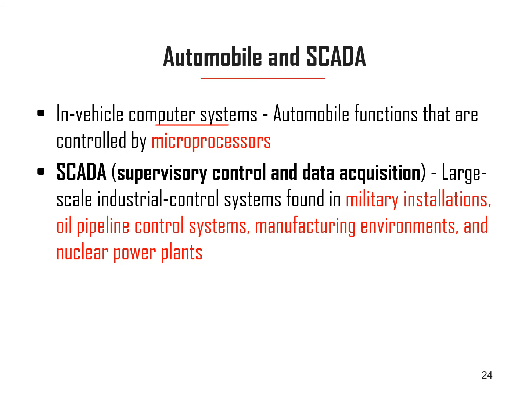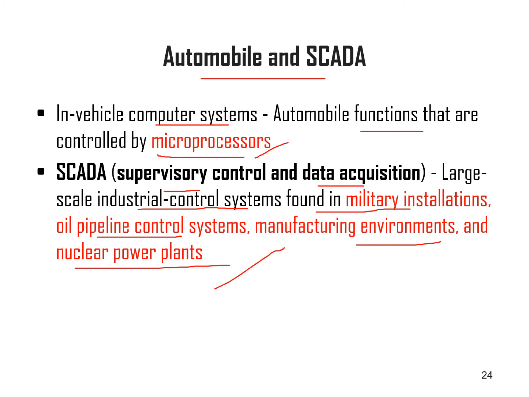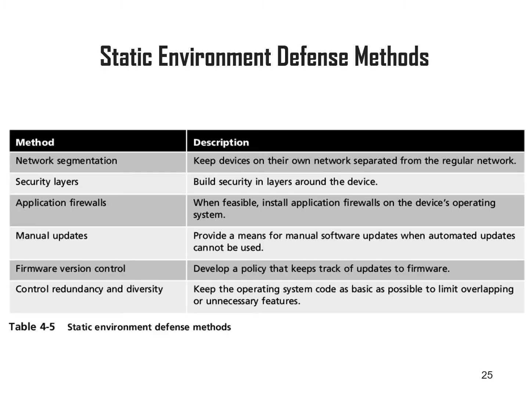In vehicle computer systems, automobile functions are controlled by microprocessors. SCADA is a supervisory control and data acquisition element: large-scale industrial control systems found in military installations, oil pipeline control systems, manufacturing environments, and nuclear power plants. It has its own vulnerability that has been exploited periodically. So what are the static environment defense methods we can give? So far we have studied static environments, SCADA, and automated vehicle devices. Everything is called static environment devices.